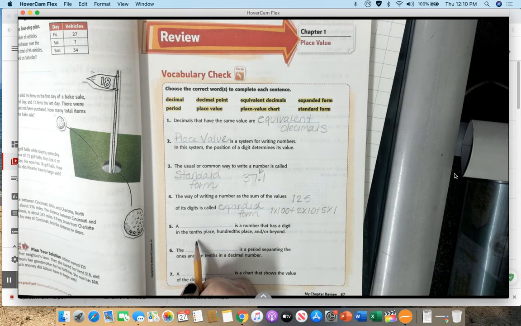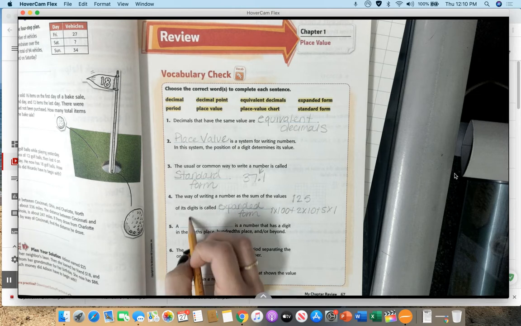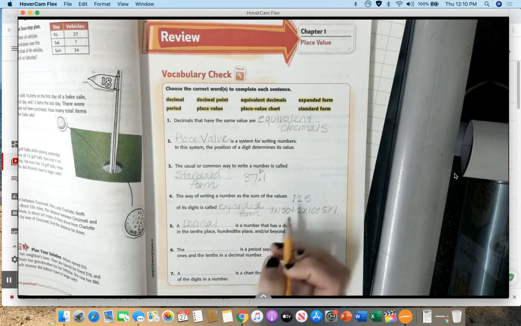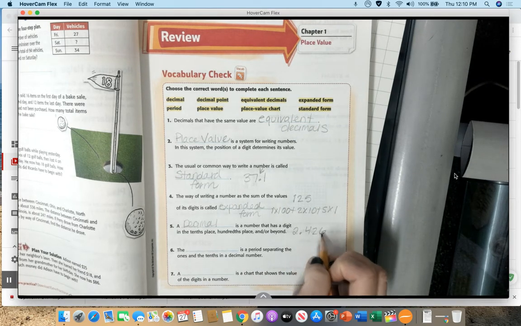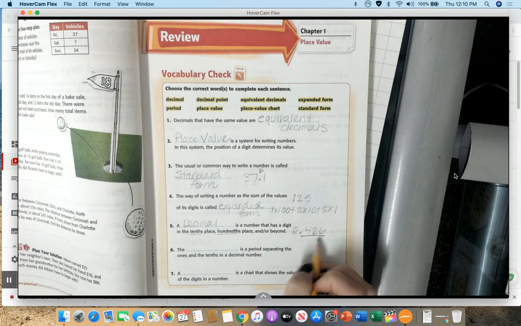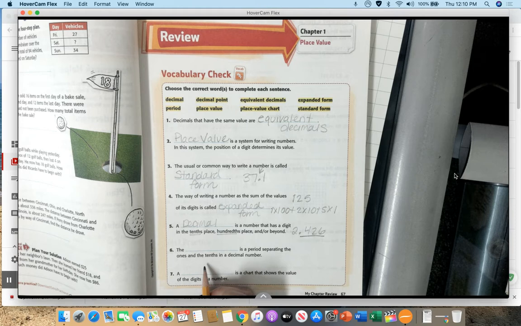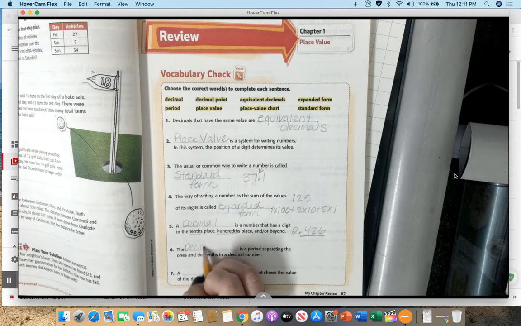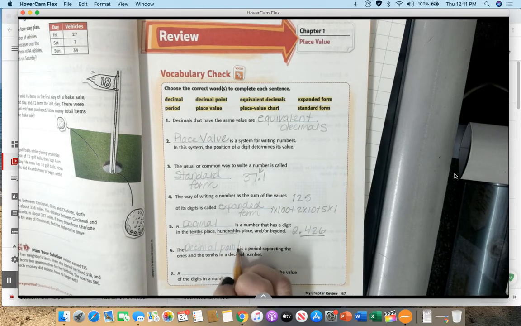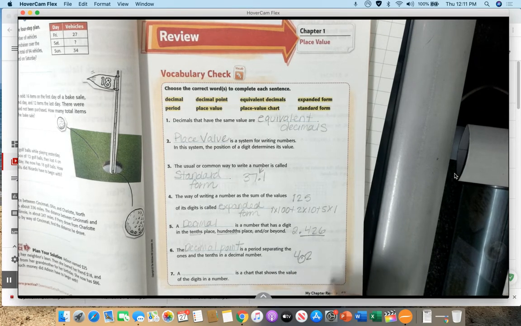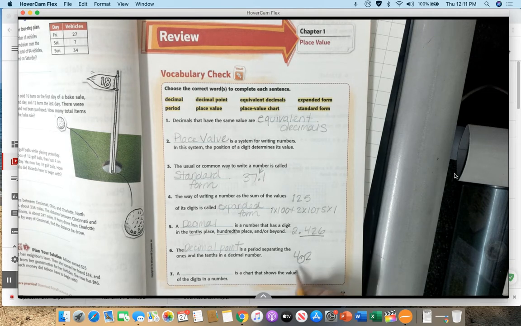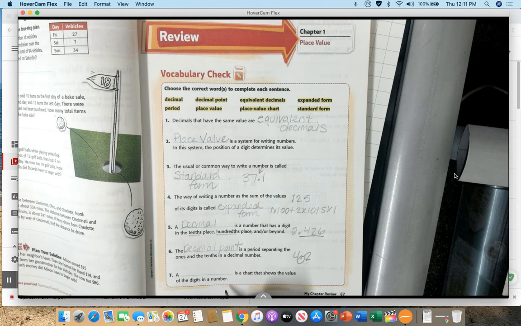All right, number 5. A what is a number that has a digit in the tenths, hundredths, and or beyond. That would be a decimal. So for example, 2 and 426 thousandths has numbers sitting in the tenths, hundredths, and beyond. Number 6. The blank is a period separating the ones and the tenths in a decimal number. We call it the decimal point. So in the number 4.2, this decimal point is separating the ones place from the tenths place. Number 7, a blank is a chart that shows the value of the digits in a number. So that would be place value chart.